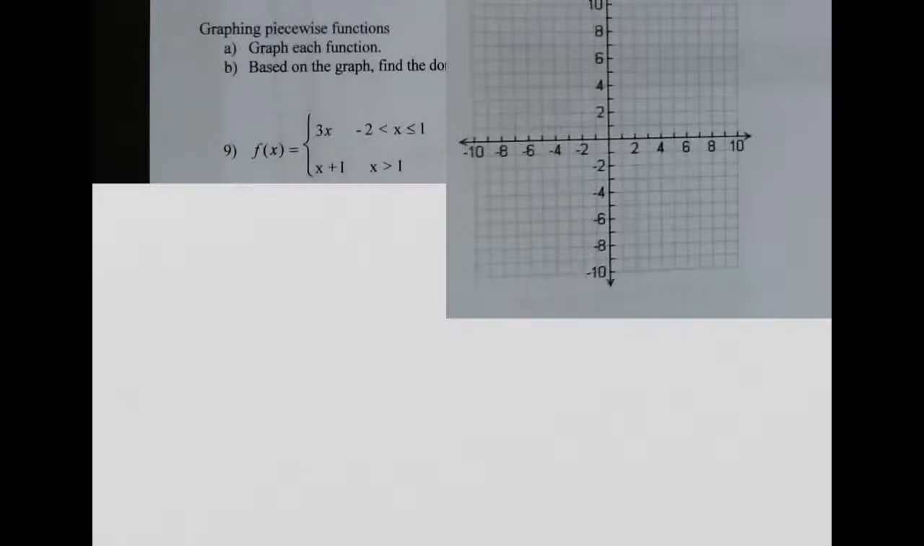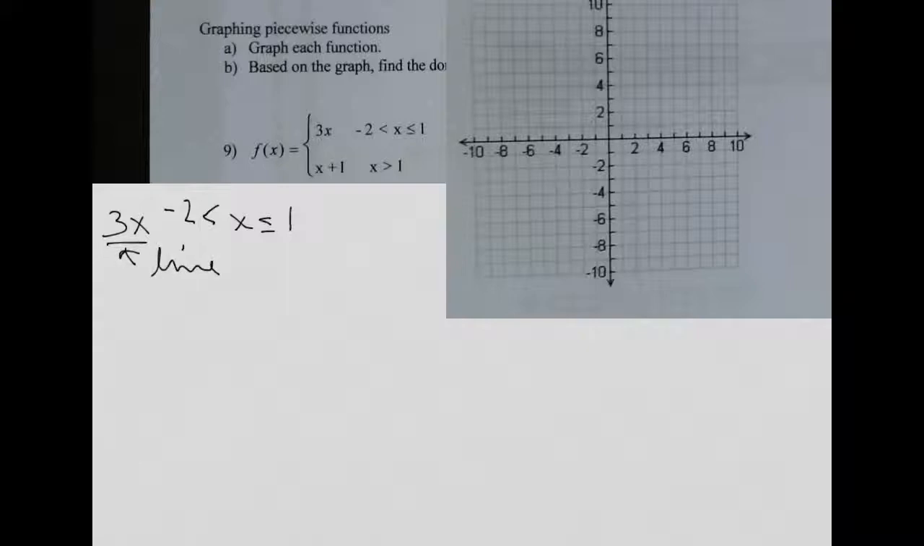Okay, we are graphing piecewise functions, so it's pieces of functions. So let's take a look at the first one here. We're graphing 3x, and the restriction they're telling us is that x is less than or equal to 1, and it's going to be greater than -2. So this is going to look like a line.